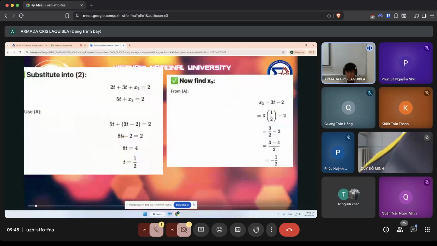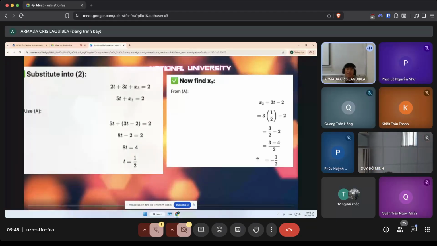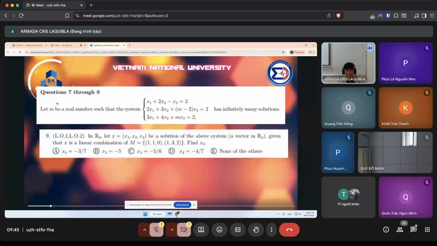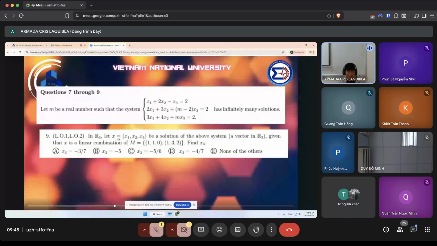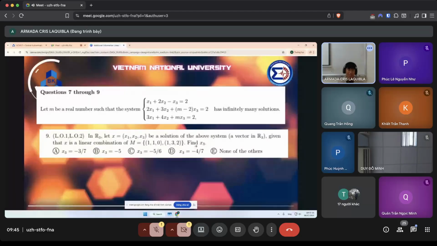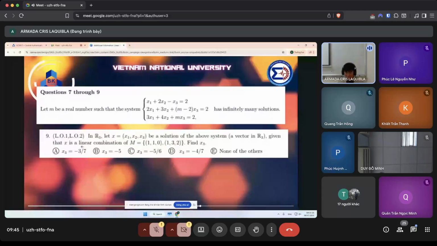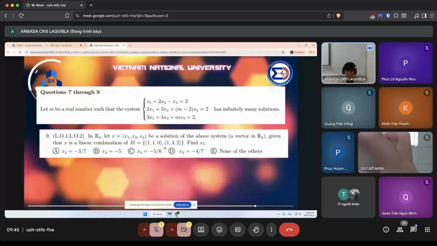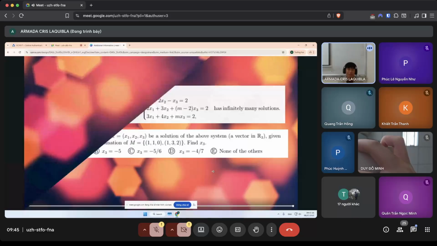Again, using your calculator is enough to solve the value of the x3 there. Next, number 9. So you have, again, the same question at the top. The number 9 we have here: let x = (x1, x2, x3) be a solution of the above system and a vector in R3, given that x is a linear combination of M. Your M is the vector set containing (1, 1, 0) and (1, 3, 2). Find x3. Okay, so which do you think is the value of x3?